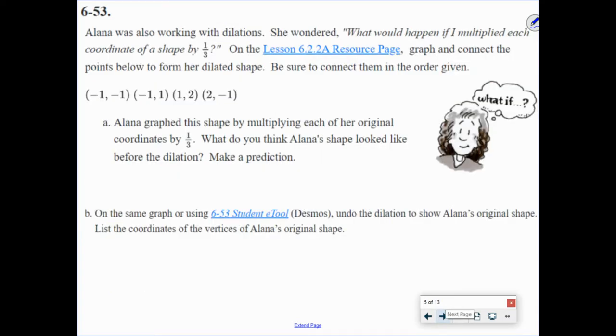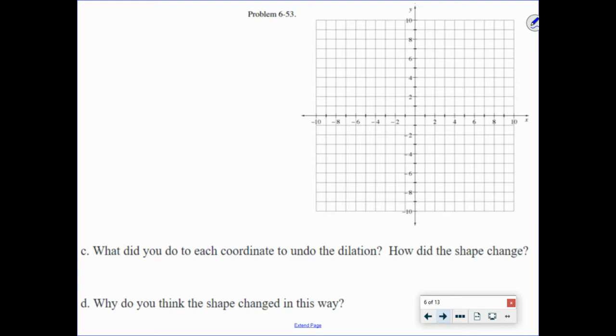Second problem, 653. Alana was working with dilations. She wondered, what would happen if I multiplied each coordinate of a shape by 1/3? Now, again, this is on the second part of your handout, on the bottom part. On that part, graph and connect the points below to form her dilated shape. Be sure to connect them in the order given. Okay? So what I want you to do right now is graph those points and connect the points. And then we'll come back to this, okay? So you do it and then unpause it when you're ready.